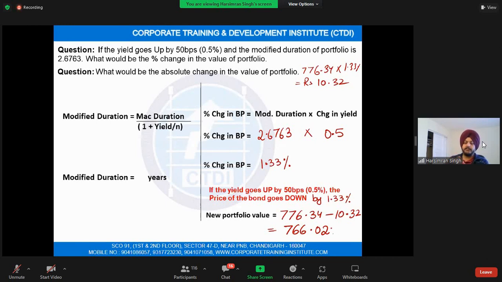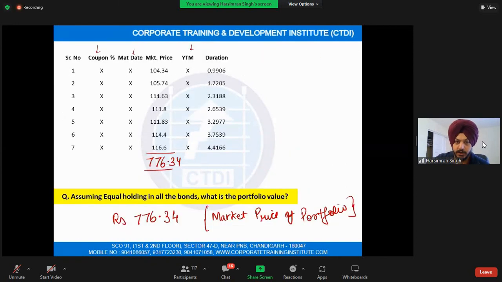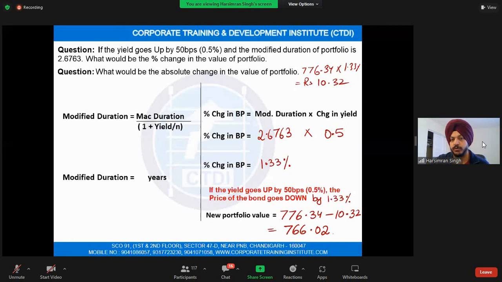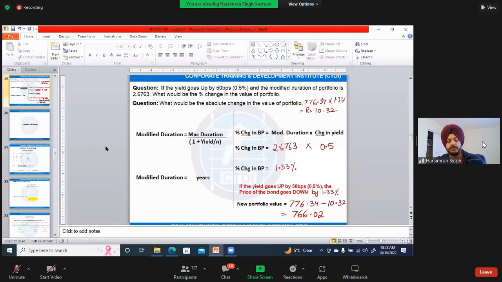So this question came for 5 marks. Now tell me, first question was not difficult. Second was difficult, but now you know the formula. Now you know the formula of calculating the portfolio duration also. Third question was not difficult. Fourth question was not difficult. Fifth question was not difficult. Fine. So note it down, and I would like to stop here today.